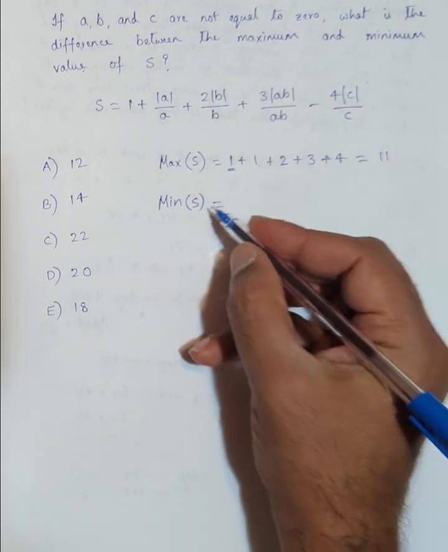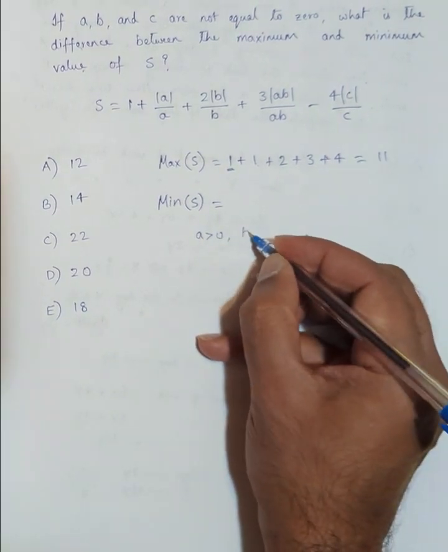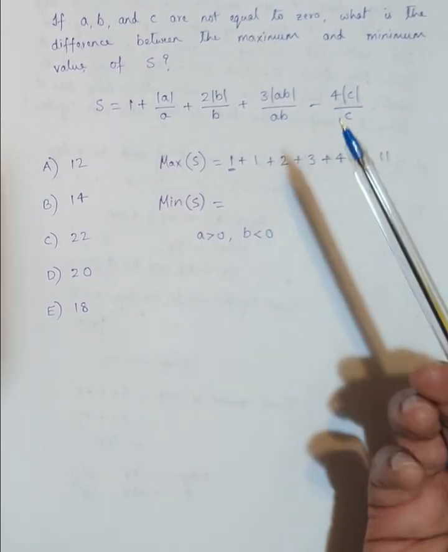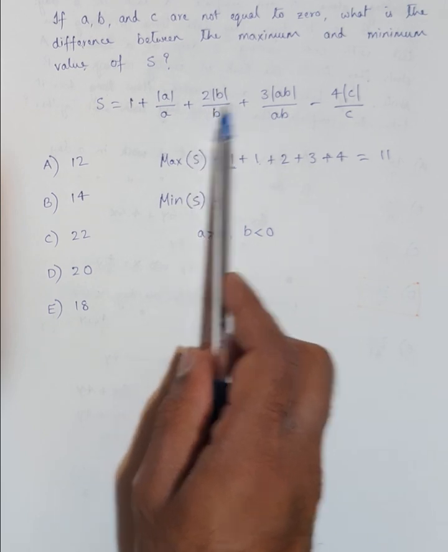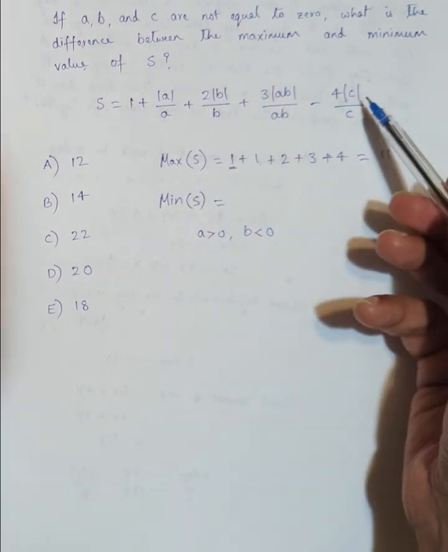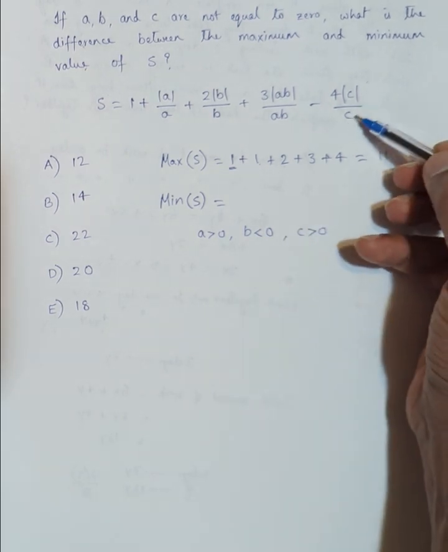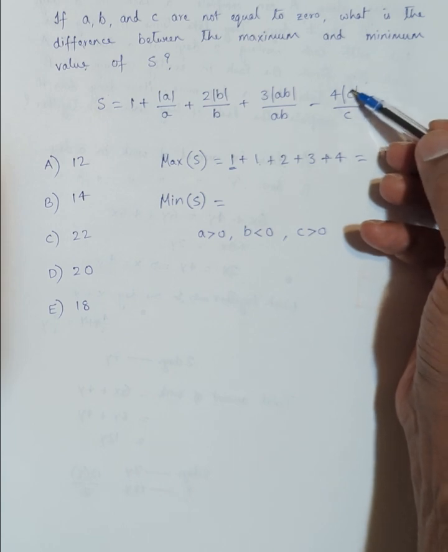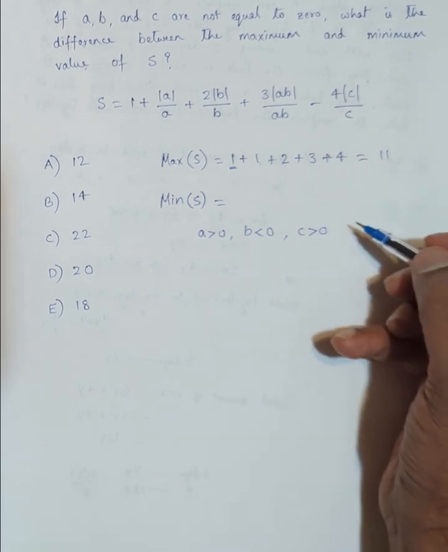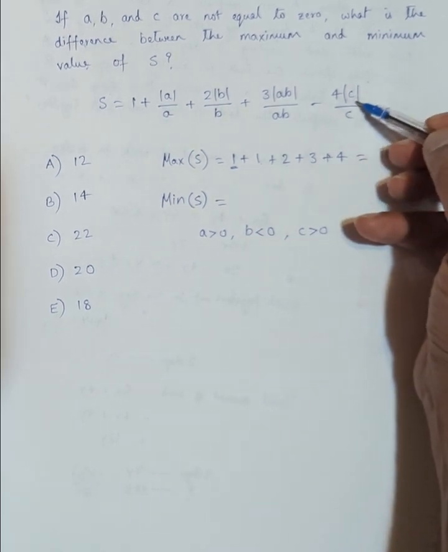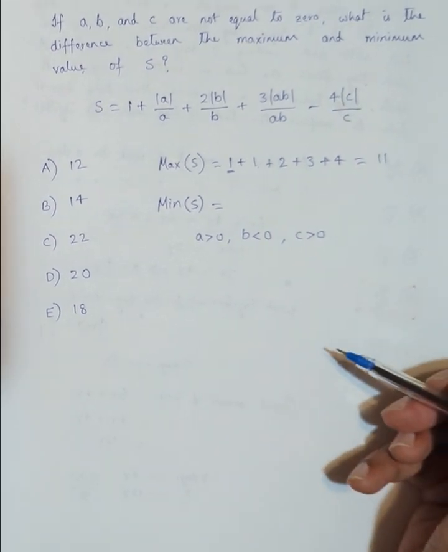So here is the thing. How do you get the minimum of S? Take A to be positive and B to be negative. And then what happens is this ratio is 1. But this is going to be negative 2 and that is going to be negative 3. And then again take C to be positive. So there's no problem here because we can turn this into negative 4 by taking C to be the same as C, because we want this ratio to be positive, so it becomes negative 4.